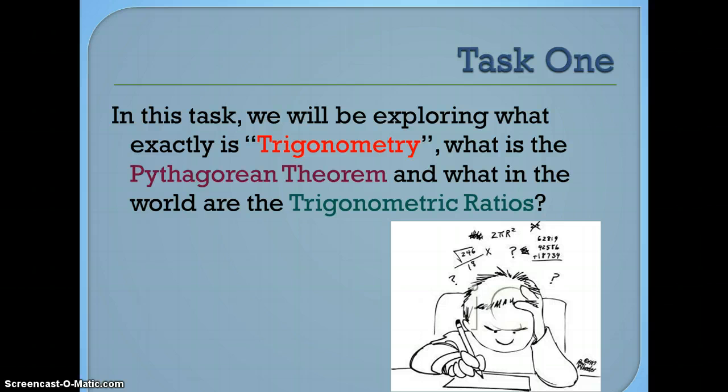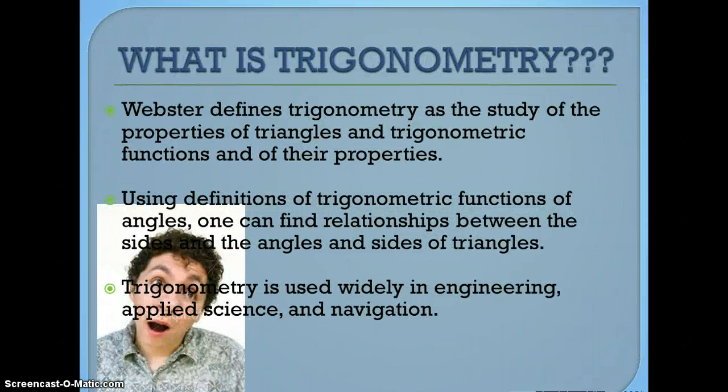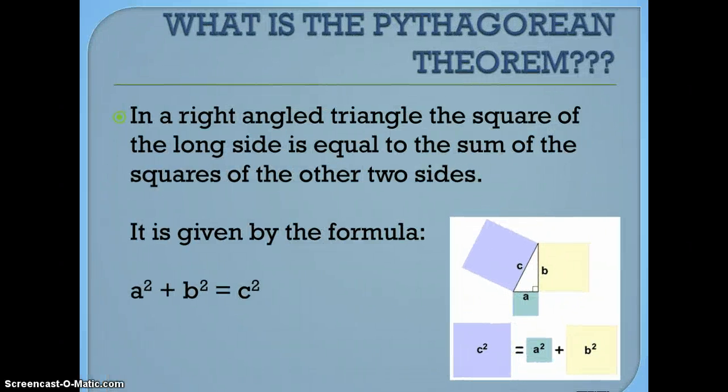In task 1, we'll be exploring exactly what trigonometry is and what the Pythagoras theorem and trigonometric ratios refer to. Firstly, what is trigonometry? Webster defines trigonometry as the study of properties of triangles and trigonometric functions and their properties. Using definitions of trigonometric functions of angles, one can find relationships between the angles and sides of the triangles. Trigonometry is widely used in engineering, applied in science and navigation.